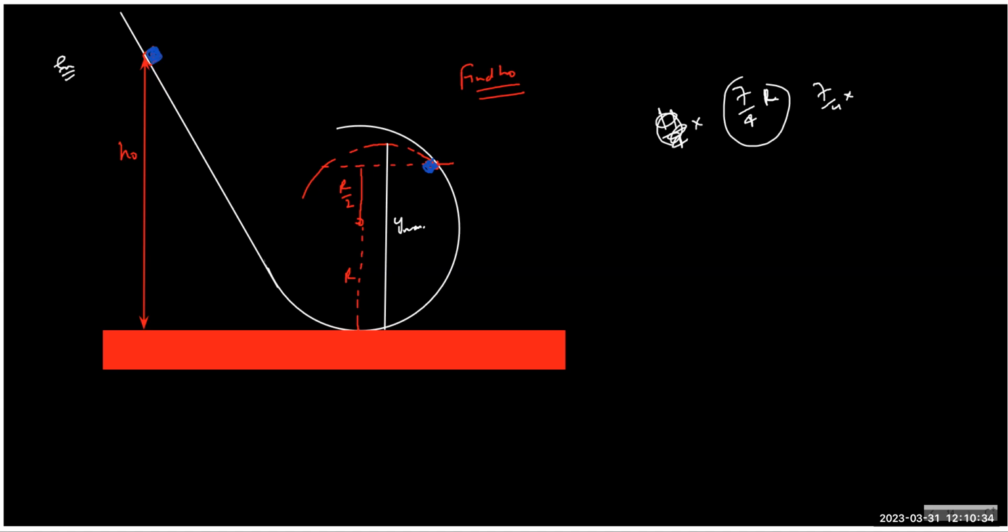Just a second. You told to find h naught and y max, right? Okay, just a second, we'll do. That will also be 7/4 r, right? This one, h max. But by using, no, my bad. Sorry. Just a second.